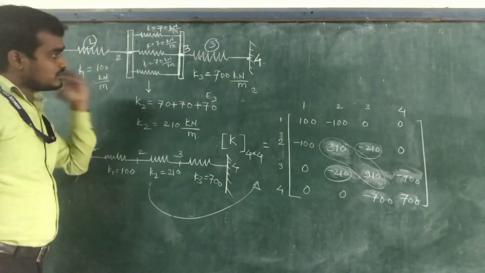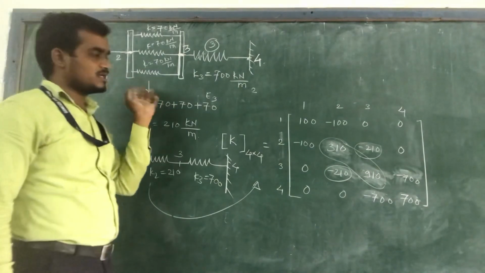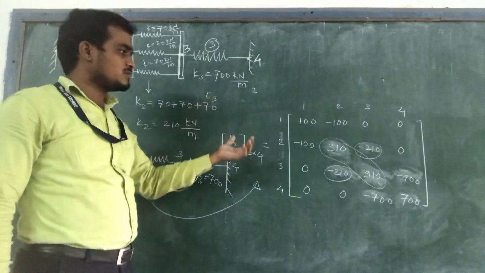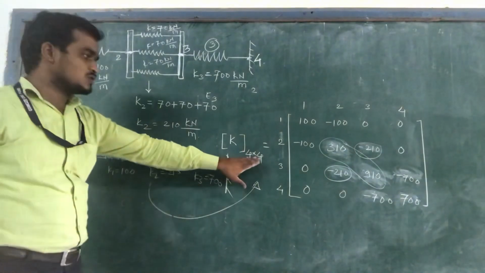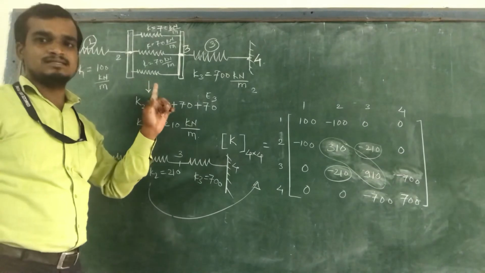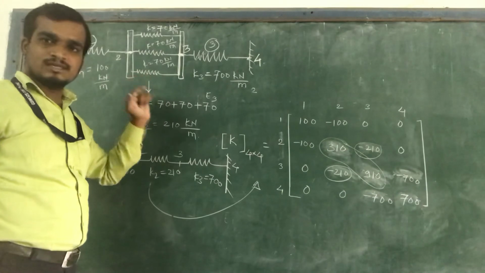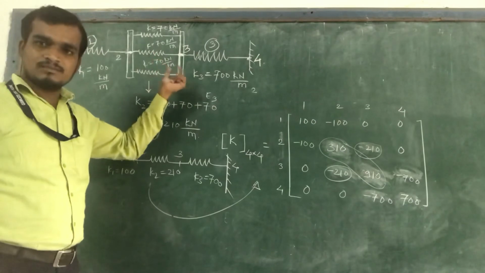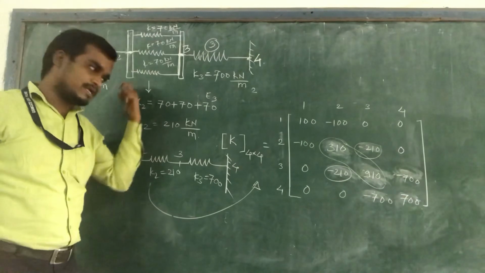Then you have to follow the same procedure to find the global stiffness matrix. First find the elementary stiffness matrices, then by using these you are going to find the global stiffness matrix K of order 4 by 4. Note down first thing: the order of the global stiffness matrix is equal to the number of nodes. If the number of nodes is 4, then the order of that matrix will become 4 by 4. If the number of nodes is 3, then it will become 3 by 3.